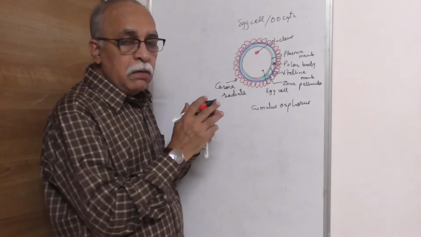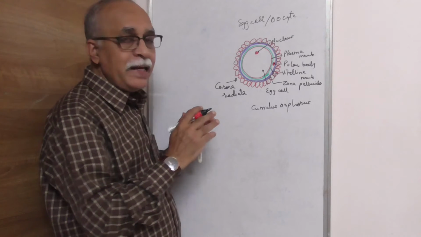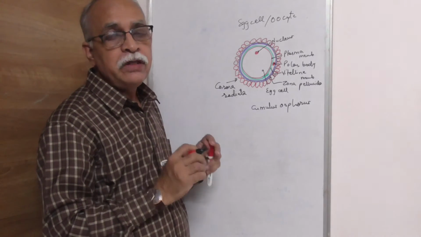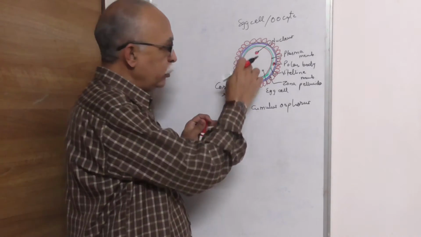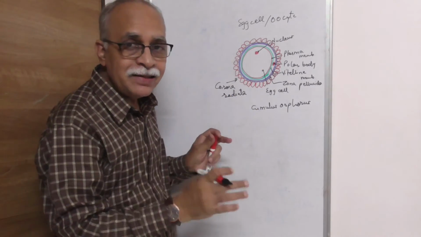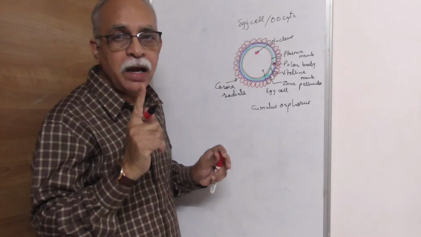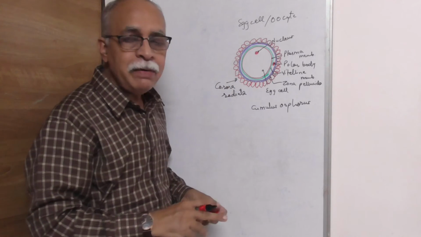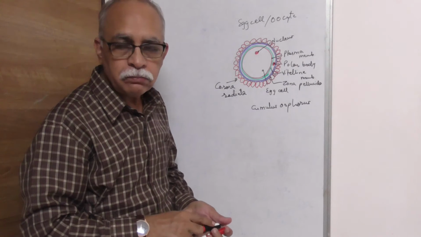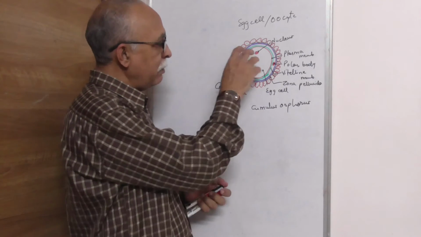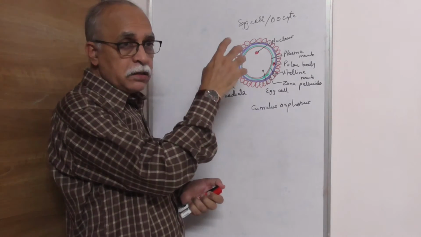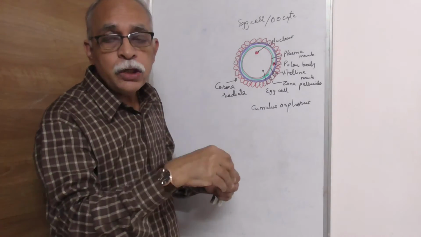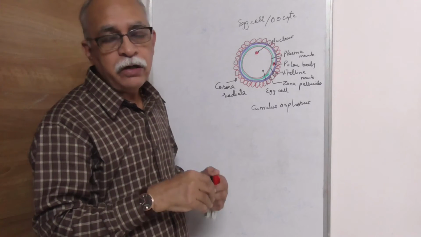Now it's a microlecithal or almost an alecithal egg. The amount of yolk contained is negligibly small. So what you see here is predominantly cytoplasm with a single haploid nucleus. That is what the mammalian egg cell looks like after it is released out from the ovary into the coelomic cavity, into the body cavity.